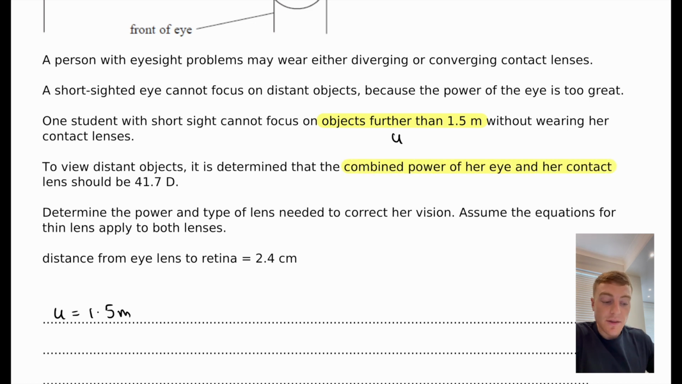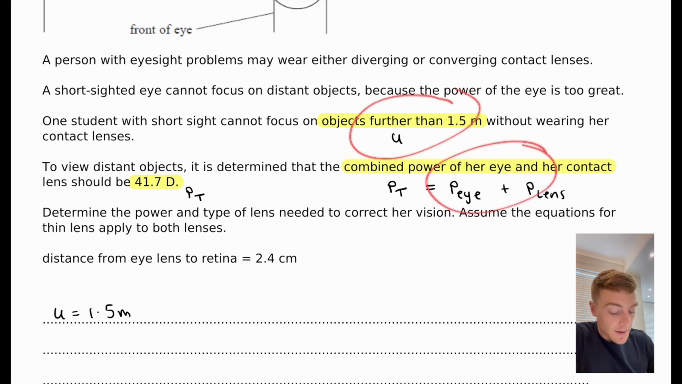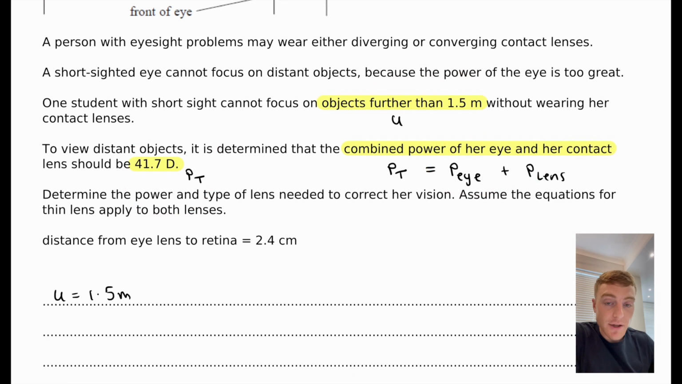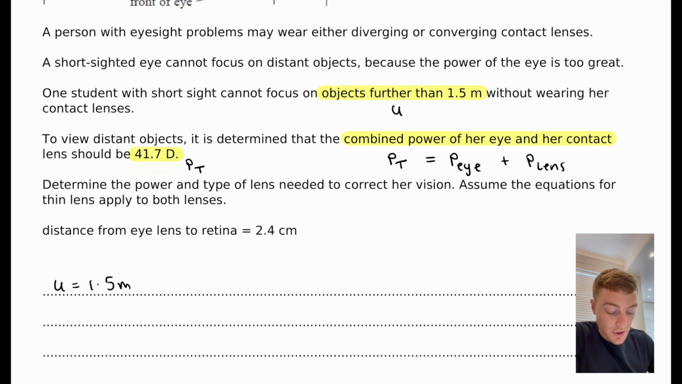Okay, so let's start thinking about what formulas we'll need. Well, combined power, so total power, PT, is going to be equal to power of lens 1 plus lens 2. But in this case, we have the power of the eye plus the power of the lens. Okay, so I'm just going to write these things as I go along. And it says my total power should be PT. So if you notice, as long as you label everything given in the question, then you can work out your formula. So just label things as you go along.